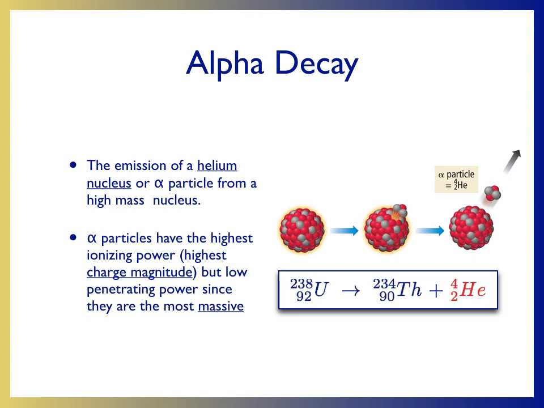However, since alpha particles are rather big, they can't penetrate very well through different barriers. You can stop alpha particles, for example, by using a simple shield made from a piece of paper. And human skin is a very good barrier from alpha particles.